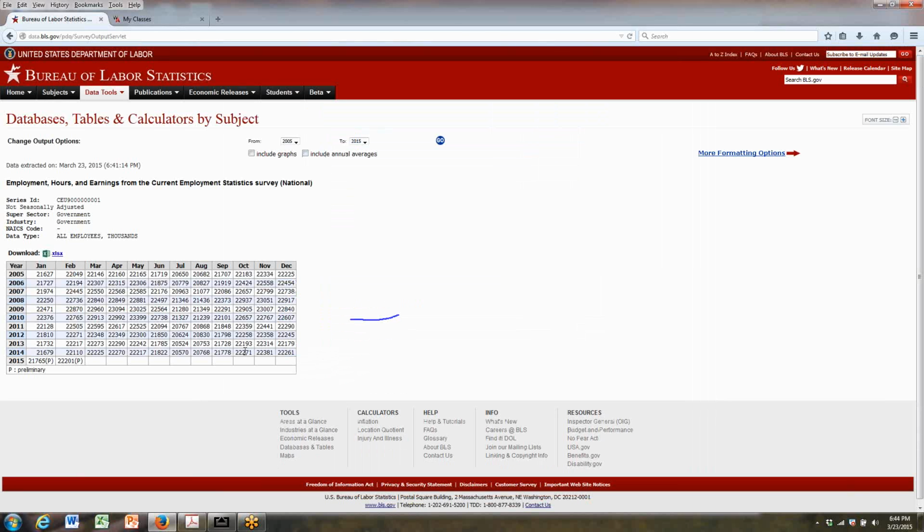And then if we look at that same December 2014, look at that number. It looks like it's 222.61, so it's 22261. Remember, they're in thousands, so you multiply by 1,000, and you actually get 22,261,000. Okay, so that's how you use this website.